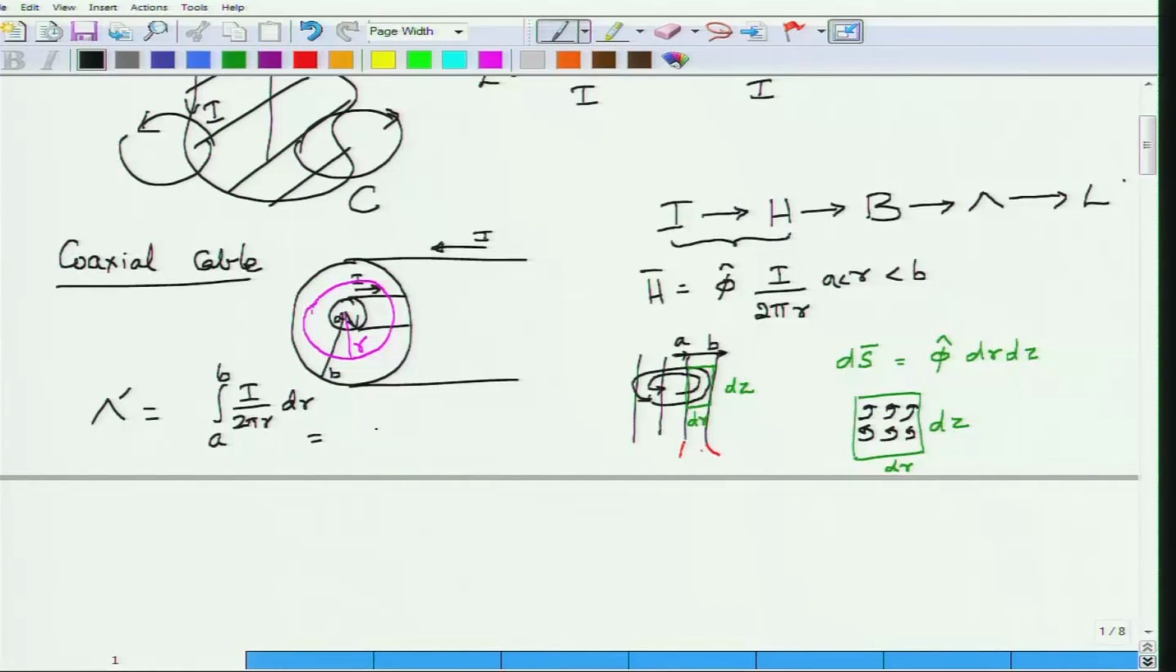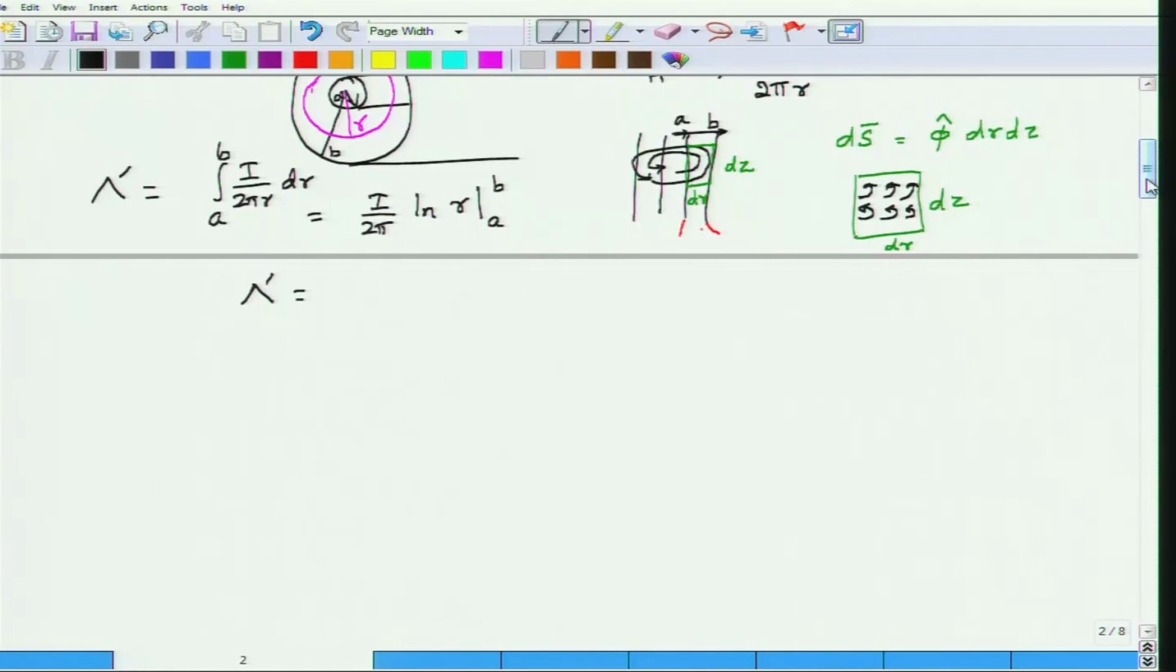So this integral can be evaluated, and this integration is given by I by 2 pi times log of r between A and B. So clearly the flux linkage per unit length lambda prime is given by I by 2 pi log of B by A, correct. Now if I divide lambda prime by I, I end up with the inductance per unit length of this coaxial cable, which is 1 by 2 pi log of B by A.